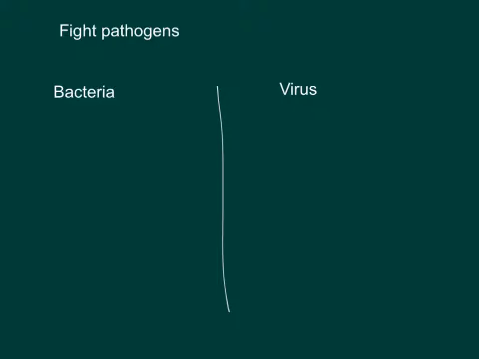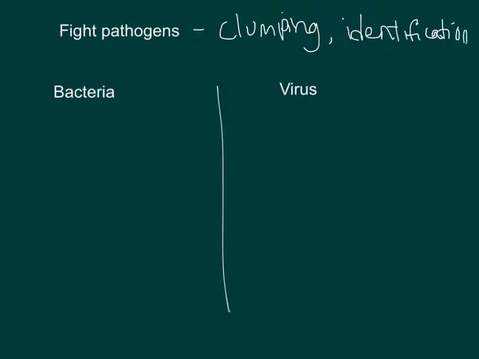So what these antibodies do is they fight pathogens, and the way they do that is they can cause clumping, and that allows everything to be in one spot. It can cause identification, and many other things. But the idea is that antibodies help to fight pathogens by locating them and putting them together. So what are some different pathogens that might be out there?